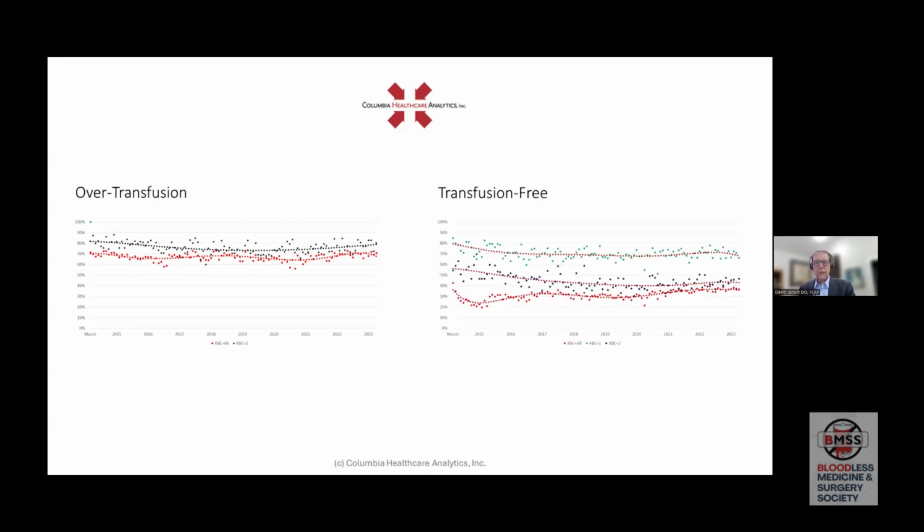hospital. Now we can look at the transfusion-free run chart, and this is 1 unit transfusions, 2 unit, and all RBC transfusions. You can see really there hasn't been much of an improvement. So what is an acceptable level?